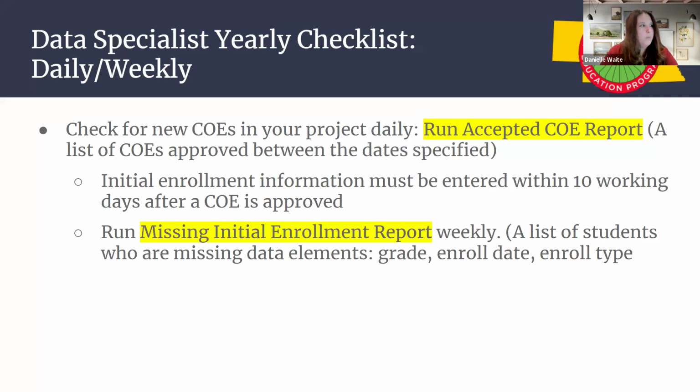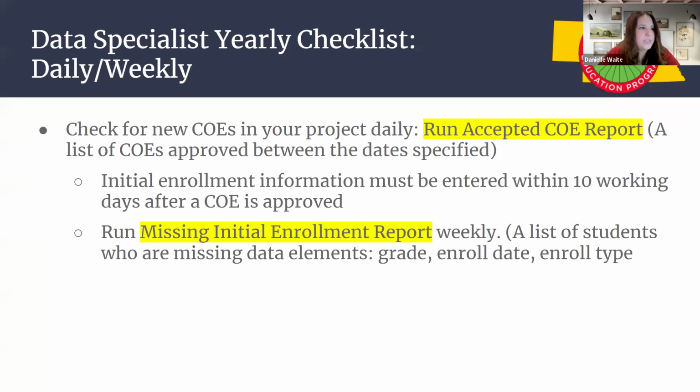So then once you have a new COE, initial enrollment information must be entered within 10 working days after a COE is approved. I think that was one of our questions in the last presentation about M6, when that information is due. And by initial enrollment information, we're talking about like the enroll date to school, the enroll type, whether it's regular, summer term, the student's grade. Those are the initial enrollment data elements.